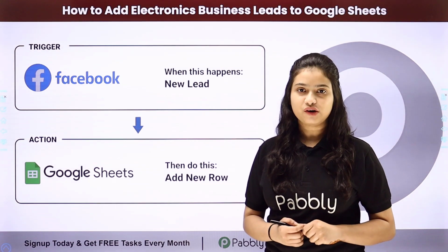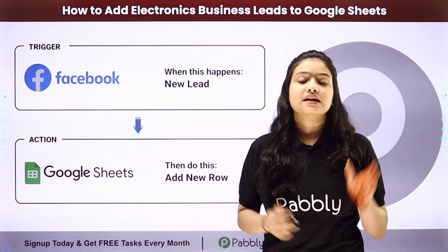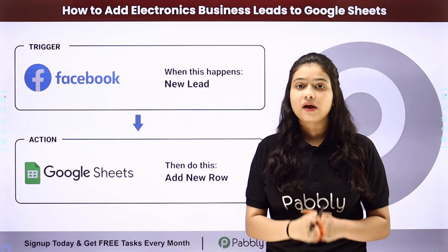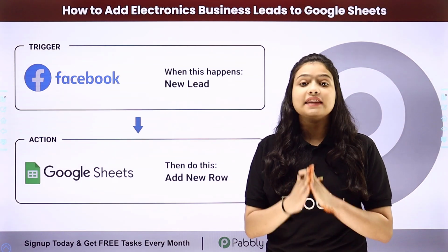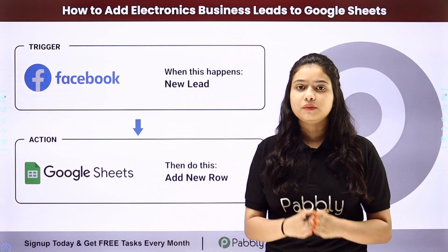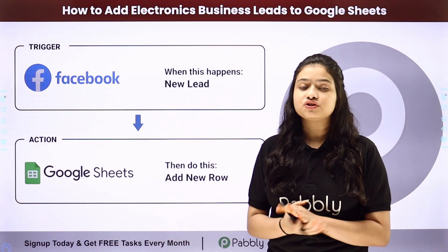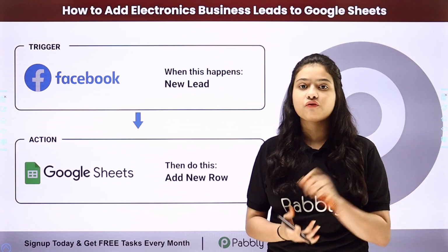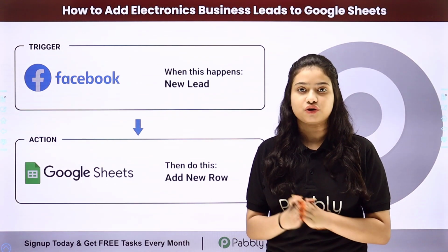In this video, we are going to learn how to add electronics business leads to Google Sheets. Suppose I have an electronics shop, and to promote my business, I am running an ad campaign on my Facebook page. Now I want that whenever a new lead is generated through Facebook lead ads, the details of that lead should automatically be added to my Google Sheets as a new row, so that I can create a good record of all my Facebook leads for the electronics business.